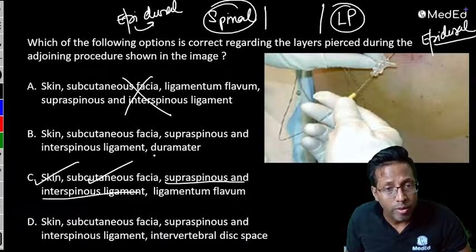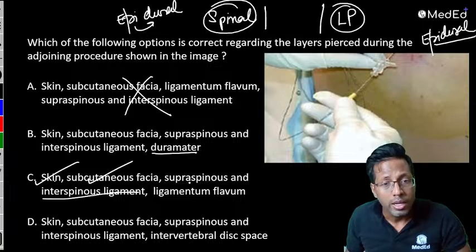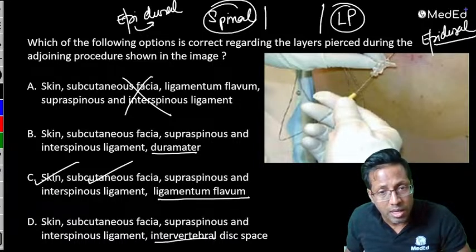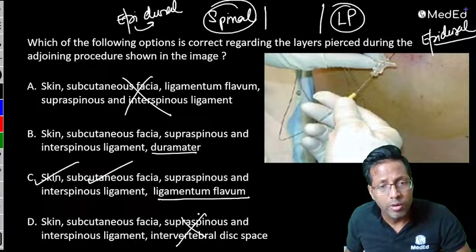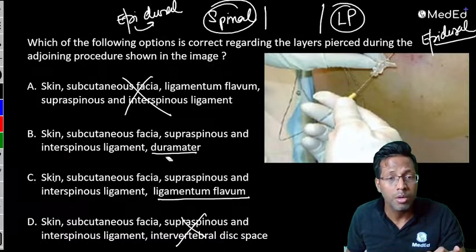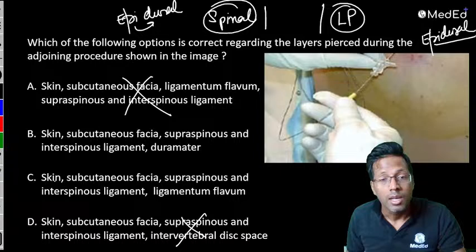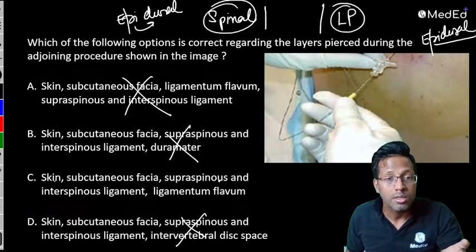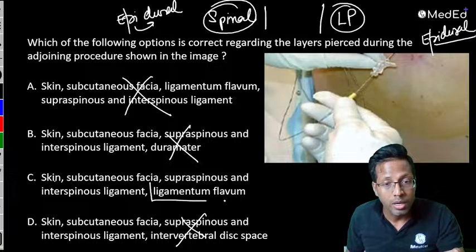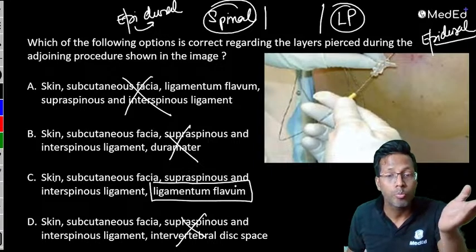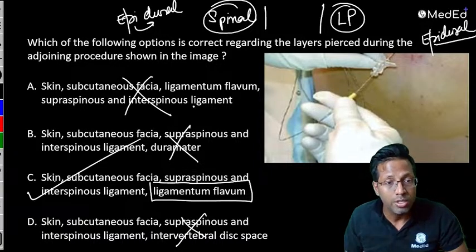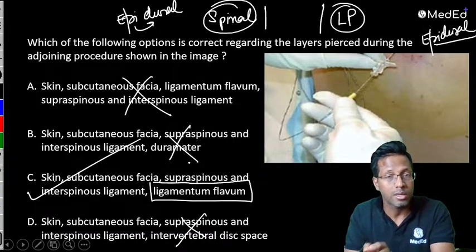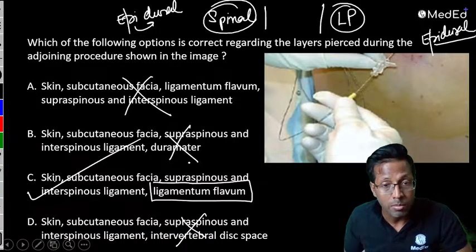In the second option, you find the last layer is dura, right? Here the last option given is ligamentum flavum, and here the last option given is intervertebral disc. Again, this is out. Intervertebral disc is out. Your confusion would be between options B and C. Remember, epidural space is outside the dura, so this is out. Therefore, the correct answer becomes ligamentum flavum. As soon as you puncture the ligamentum flavum, you are reaching the epidural space. So the correct answer is skin, subcutaneous fascia, supraspinous, interspinous ligament, and then comes ligamentum flavum.